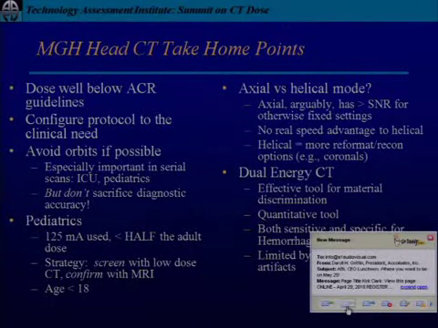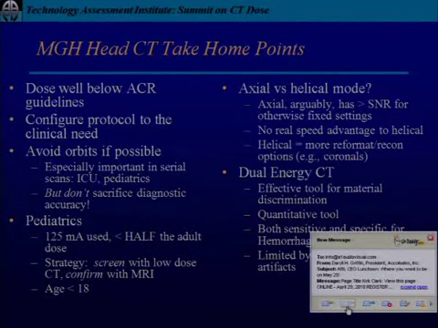Okay. So just to conclude, here are some take-home points. For a routine head CT, the ACR recommendation, I believe, is 75 or 100 mGy CTDI volume. You can do it well below that and be diagnostic. Okay, one has to configure the protocol to the clinical need. As I mentioned, for trauma CT, you generate a different set of images than for a routine head CT.